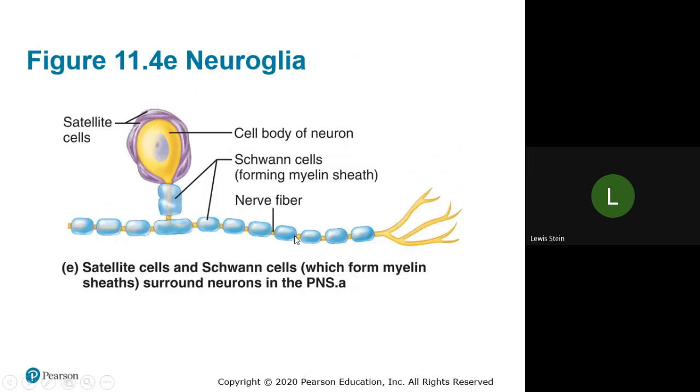Those sheath gaps, we no longer call sheath gaps. They're maybe in the top 5 of my favorite anatomical structures. They're called nodes, but they're not just any nodes. They're nodes of Ranvier.